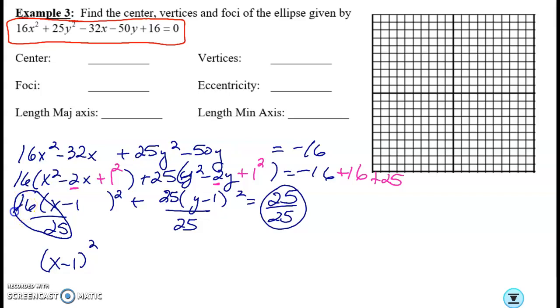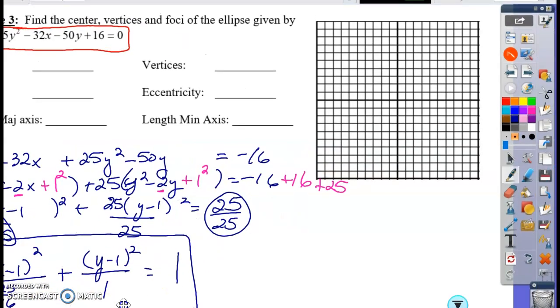So you need to move the 16 to the denominator, so this is going to become 25 over 16. Nothing reduces. Think about it. If you reciprocated and multiplied, the 16 would be back on top. Over here, we have Y minus 1 quantity squared, and when you divide by 25, that becomes a 1, and this becomes a 1. Here's our nice standard form.